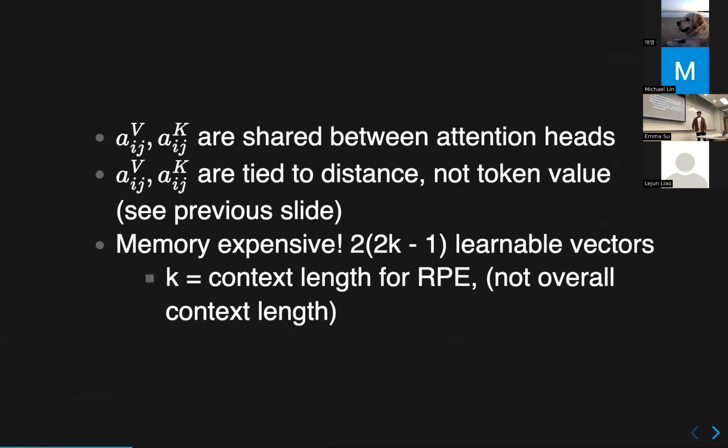But the problem with this is it's extremely memory expensive. There's 2 times 2 to the k minus 1 learnable vectors, depending on the context length. So you'll have a huge matrix to compute every time, even though you can flip it to be smaller. At a certain point, the context doesn't really affect it that much, but it's still extremely memory expensive.